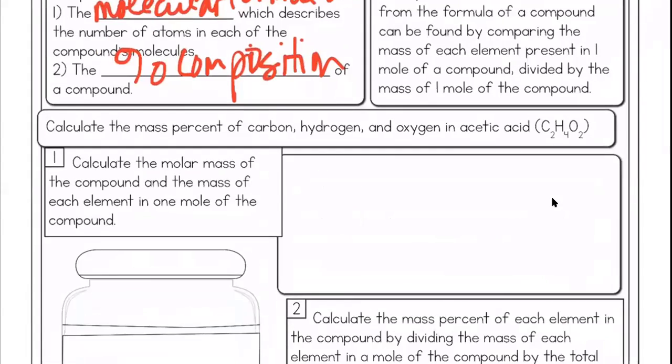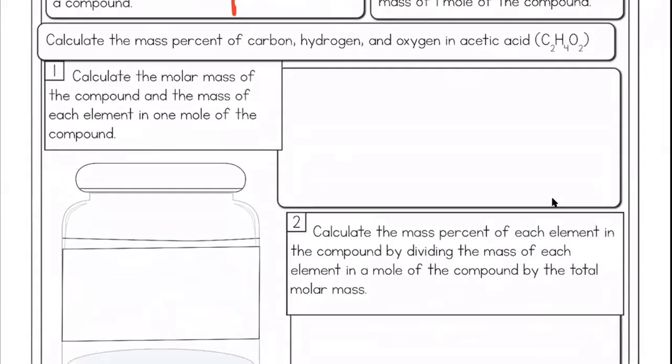So we're going to look at an example. This one says calculate the mass percent of carbon, hydrogen, and oxygen in acetic acid. Now, sometimes these problems might be worded a little differently. Instead of saying calculate the mass percent, sometimes they might just say calculate the percent composition. So anytime they say percent composition, percent by mass, mass percent, anything like that, this is the method you're going to use. Okay. So in this compound, they've given us acetic acid, which is this chemical formula right here.